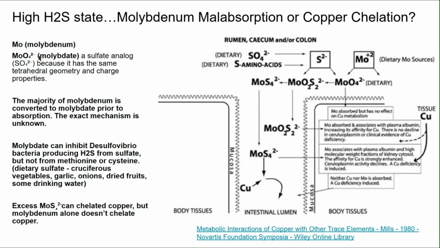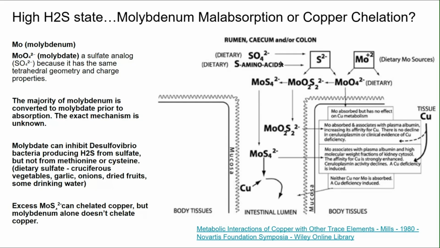So right here, over here we have molybdenum, okay? And then this is a version of molybdenum called molybdate. And you can see it's MoO4 2-, and sulfate is SO4 2-. Molybdate is considered a sulfate analog because it has the same tetrahedral geometry and charge properties. So they look similar, and really high molybdate in the gut could potentially impair sulfate absorption. So that's something to consider.